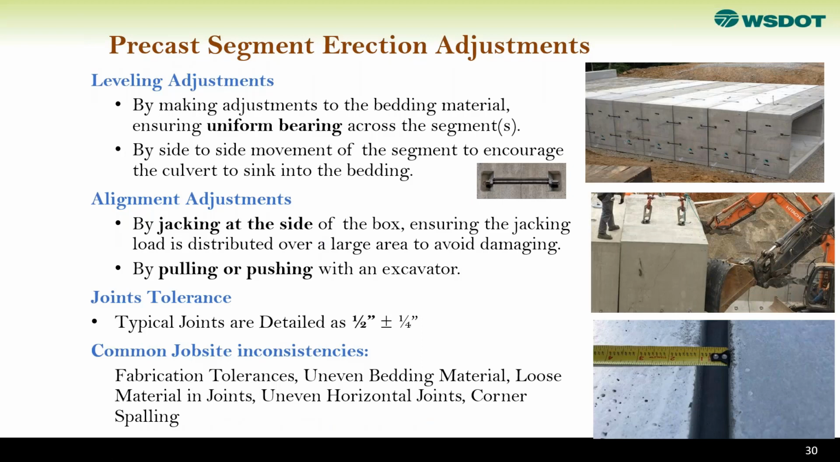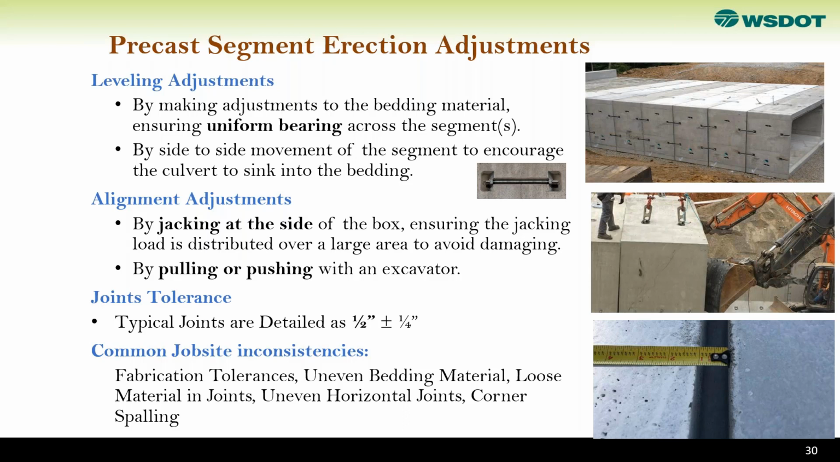A couple of slides on the erection of the segment: leveling adjustment is done by making adjustments to the bedding material, ensuring uniform bedding, because not only overall, but we also want this to be seated uniformly on the ground, and by side movement. So we want this to sink into the bedding, so it is just settled without any gap underneath. And the alignment is by jacking at the side of the box, ensuring the jacking load is distributed over a large area to avoid damage, or by pulling or pushing with an excavator.